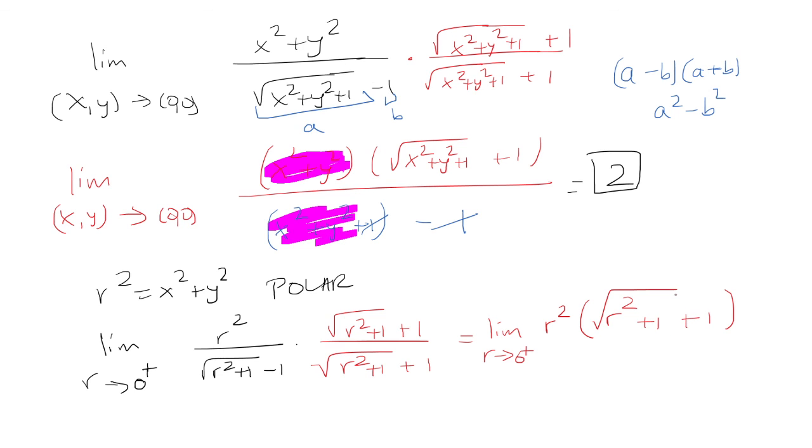And again, here it's a minus b times a plus b. So that's a squared minus b squared. a squared is just the square root squared. That's going to remove the square root. And then b squared is 1. The 1s are going to cancel, and then the r squareds are also going to cancel. So really what's left is whatever's inside the parentheses. Plug in r equals 0, and you get 2 as your final answer.